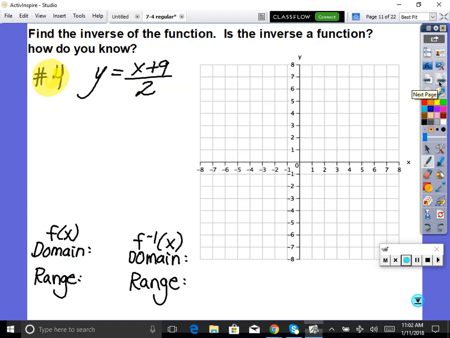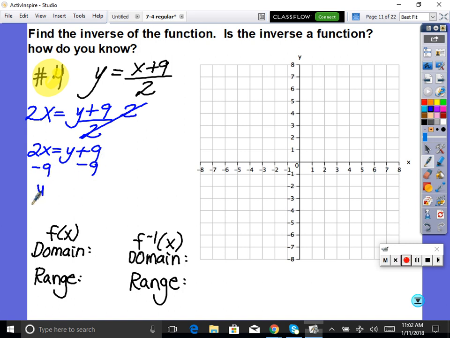Okay, let's do number 4 together. Here we go. And then I'm going to let you try one by yourself. Let's see. Our first step is to switch x and y. So we have x is equal to (y plus 9) over 2. Second step, solve for y. What do we do? Yep, multiply both sides by 2. The 2 divides out over here. So we have 2x equals y plus 9.